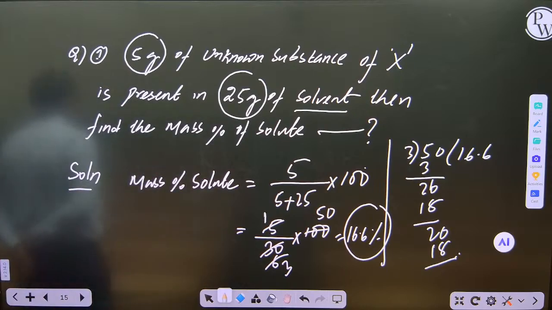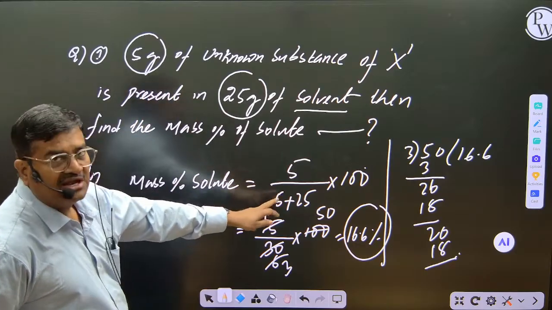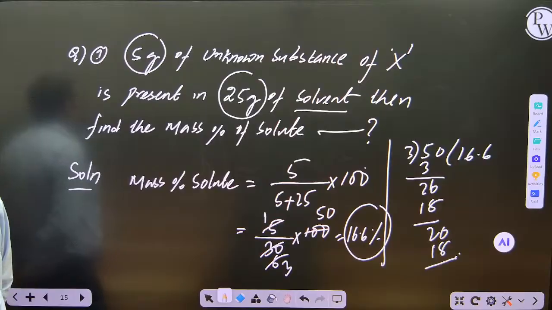Clear? Understood all of you? Simple, no? So in order to get mass percentage of solute, what do we do? We take mass of solute by total mass of solution into 100. Clear all of you?